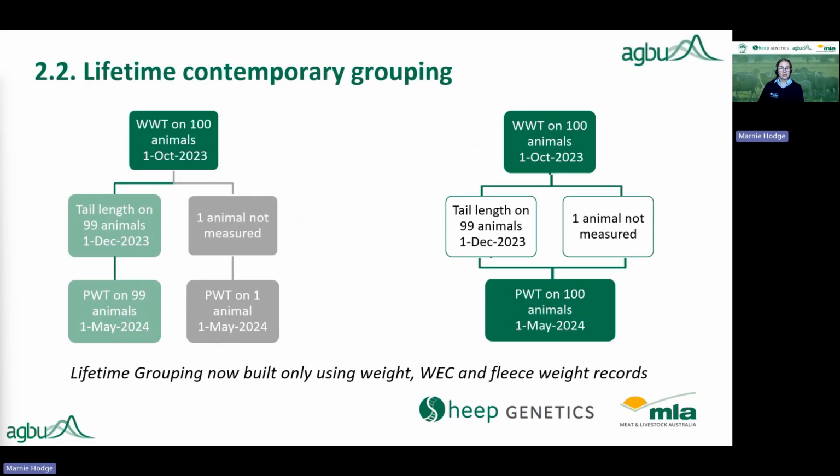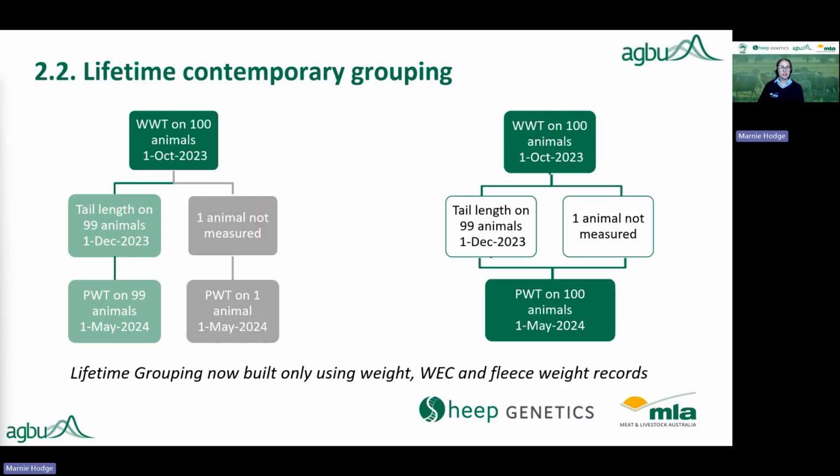So the updates to lifetime contemporary grouping have come about with more producers recording visual traits. What we've seen in the terminal and maternal analyses is that sometimes for a visual trait, an animal has missed a measurement, which has resulted in that animal being split out for life. So in the combined land plan analysis, we will be building contemporary groups using weight, WEC, and fleece traits.